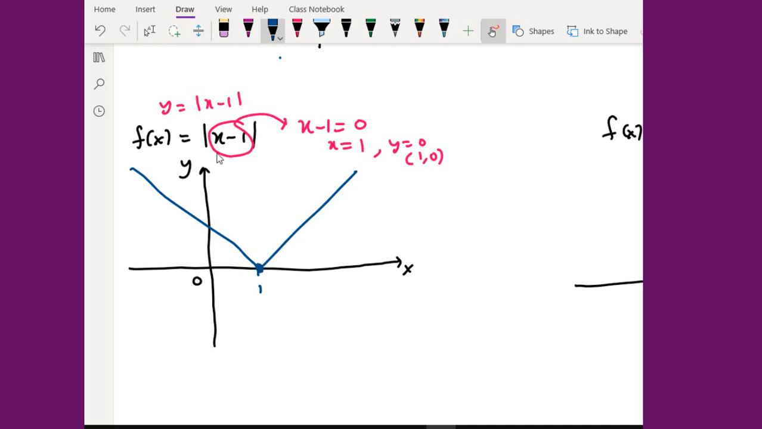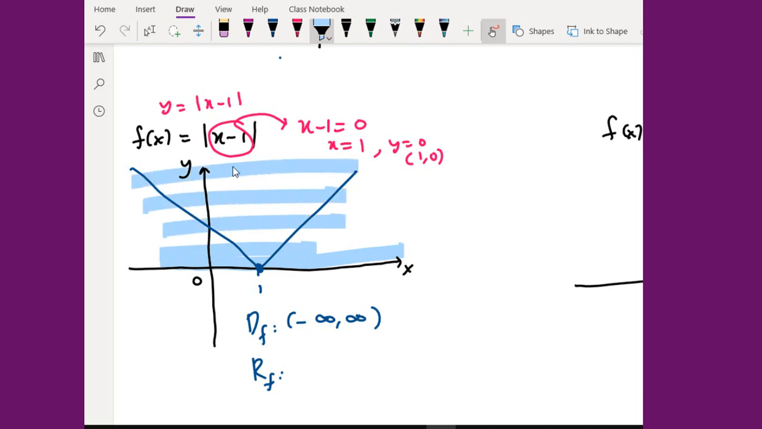From the graph, for absolute value, domain always real. Then for range, the absolute value, all the graph become positive. So all the graph is above x-axis. So no graph below x-axis. Okay, the graph start from 0 here up to infinity. So the range is from 0 included up to infinity. Settle for this example.